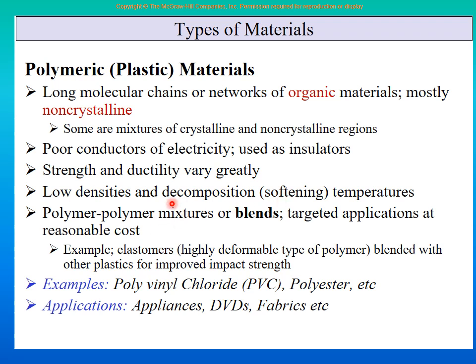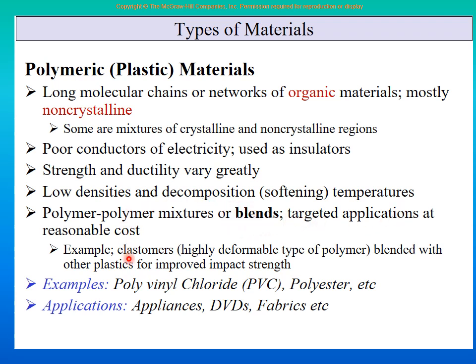Then we can mix polymers with other polymers and get what we call blends. So we can now have different properties. There is one polymer with one good property. There is another polymer with another good property. We can make a blend of them by mixing them, not making a chemical compound. The two polymers chemically remain the same, but we mix them together and we get targeted applications.